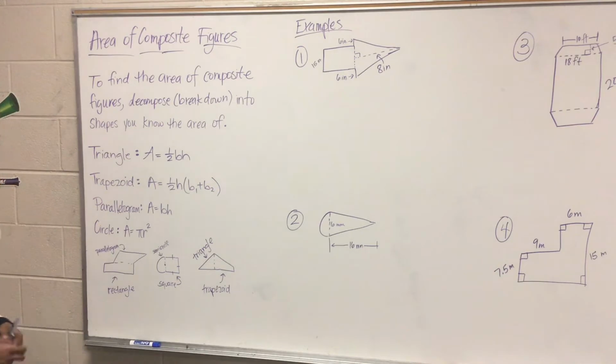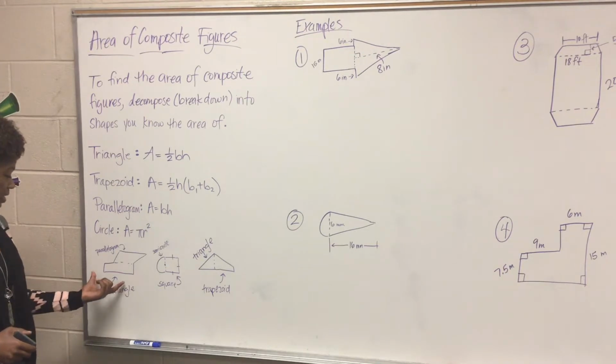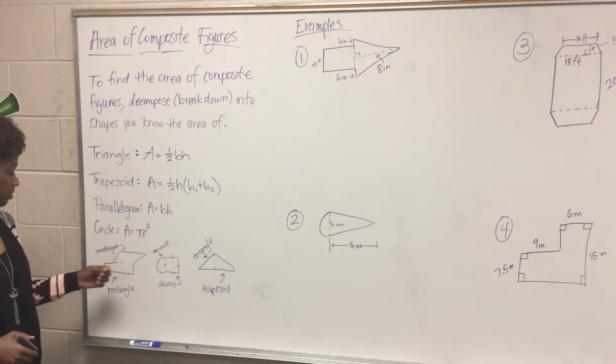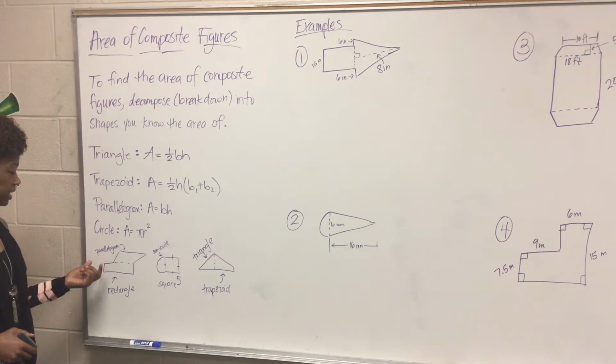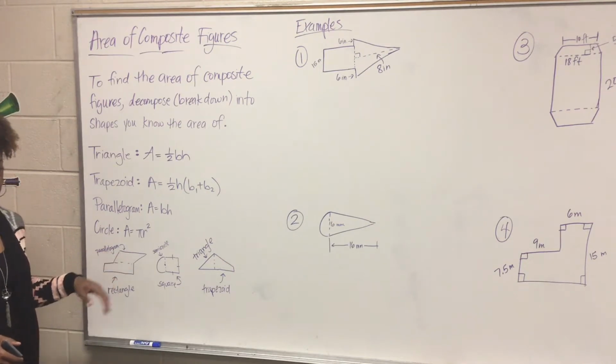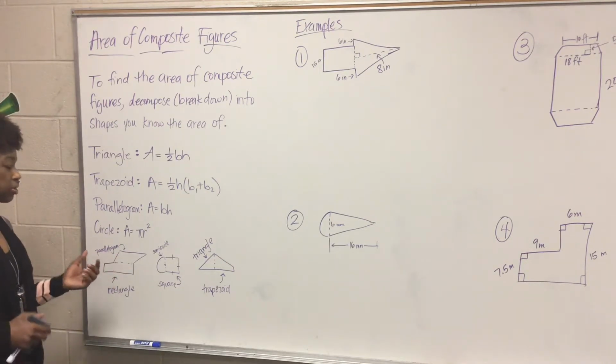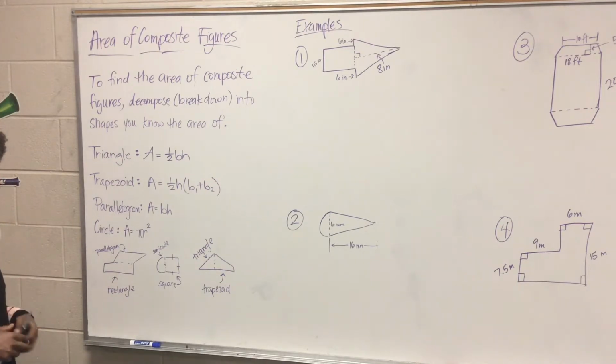So just a simple look at some composite figures that you may come across. We have this figure here, which is composed of a rectangle and a parallelogram. Parallelograms most likely are going to have the slanted lines within them. So it's just like a rectangle, but it may be tilted just a little bit.